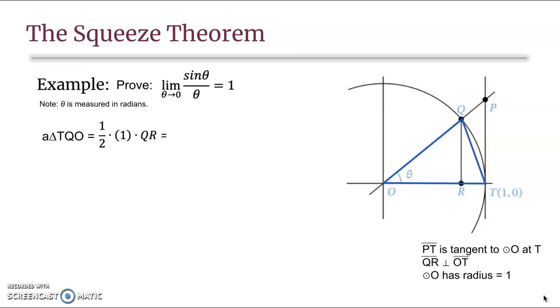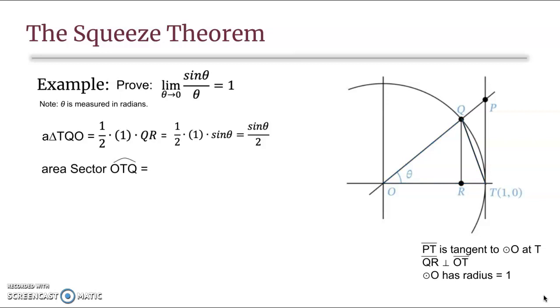Now, QR is a line segment, and alpha, the angle on the left, will help us find its length because QR is opposite to alpha, and the hypotenuse OQ is equal to 1 because that is the radius of this circle. So the area of that blue triangle, triangle TQO, is the sine of theta over 2. All right, so let's move on.